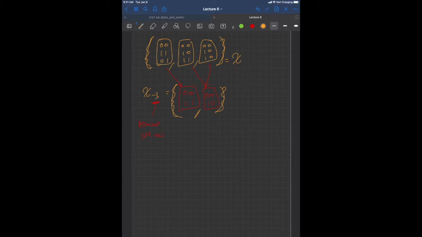For example, I can define X minus S, where X is in the set X and S is a subset of the rows. This just means that you take the rows indexed by this set S and remove them. So for example, if I take S to be 2, 3, what is X minus 2, 3? These are all the matrices that I get by removing the second row and the third row.